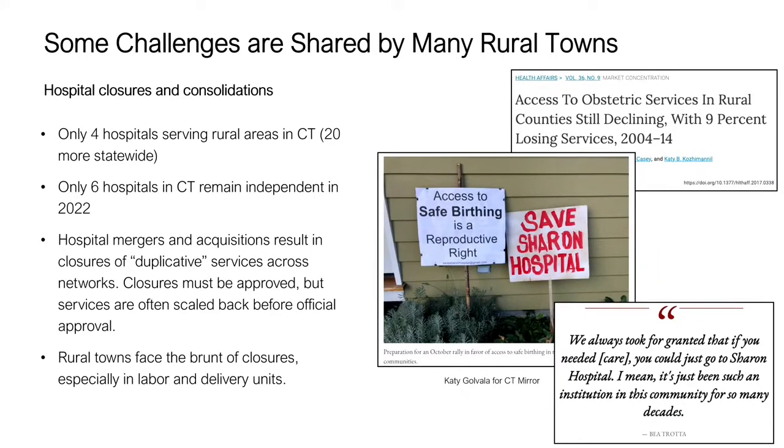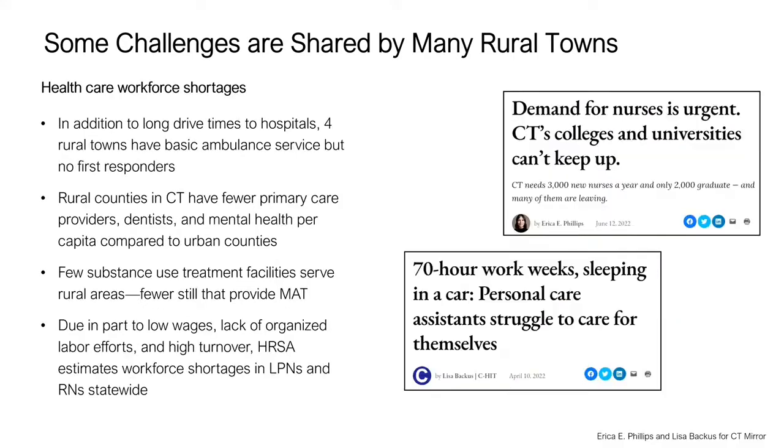Also, hospital closures and consolidations. I'm sure that a lot of you in your states are experiencing this too. In Connecticut, only 4 hospitals are left serving rural areas. There are 20 more statewide, but the rural counties are only served by 4 hospitals. They tend to close duplicative services, and this especially hits rural communities hard in terms of labor and delivery units.